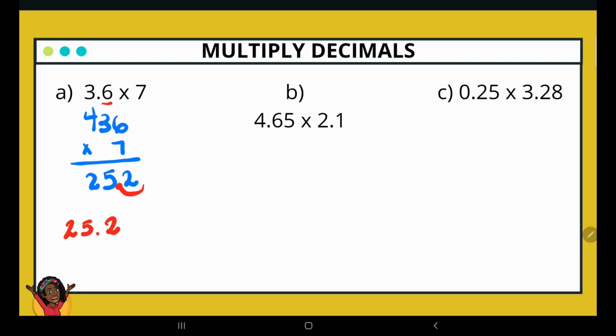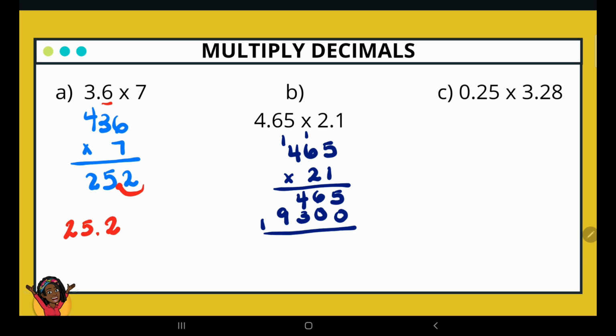Now let's take a look at this next example. So I'm going to start with 465 times 21. So I'm just taking out my decimal points to start off my work. 1 times 5 is 5. 1 times 6 is 6. 1 times 4 is 4. Then I know I put a 0 here as my placeholder. 2 times 5 is 10. Carry the 1. 2 times 6 is 12. Plus 1 is 13. 2 times 4 is 8. Plus 1 is 9.